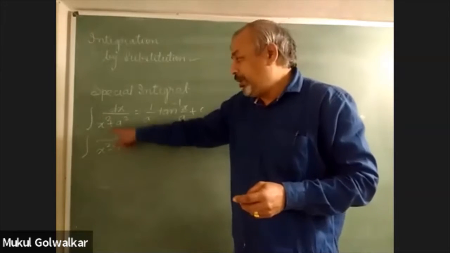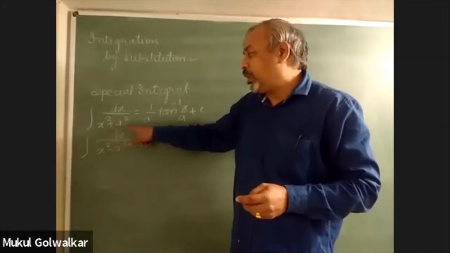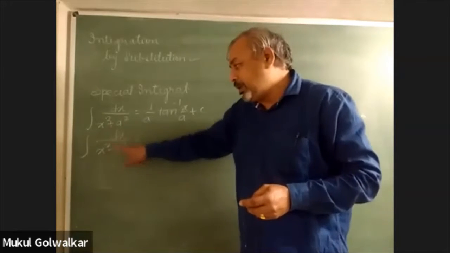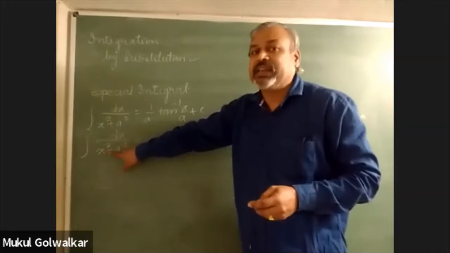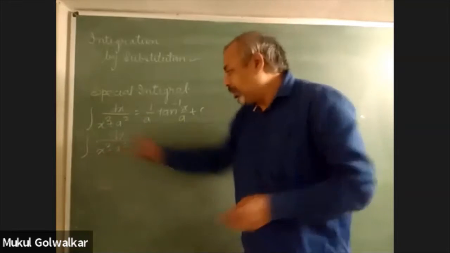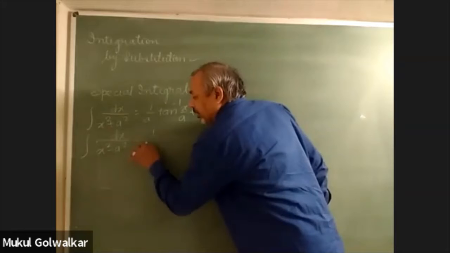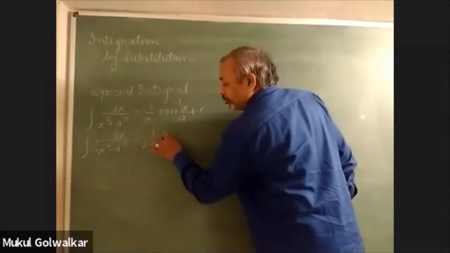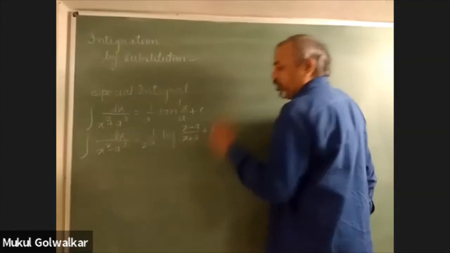Say x square plus a square in the denominator, and here it is x square minus a square in the denominator. Just there is a difference of minus sign in the function, but the answer we are writing is totally different. The answer will be 1 by 2a log of x minus a divided by x plus a plus a constant quantity.